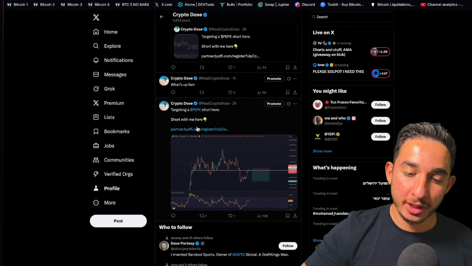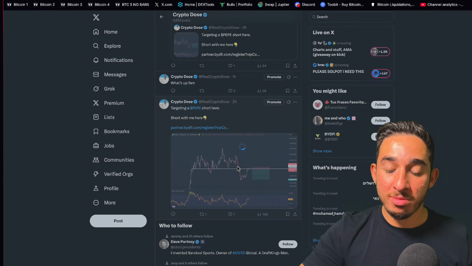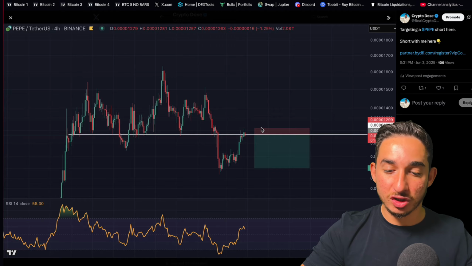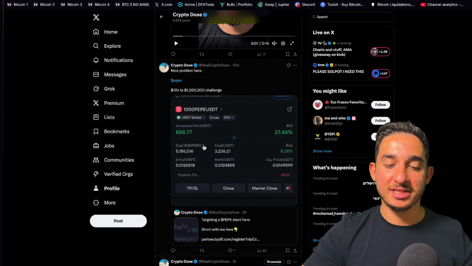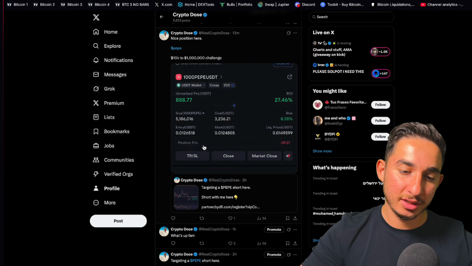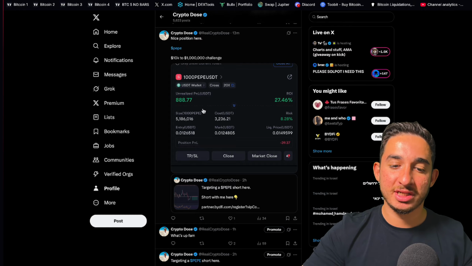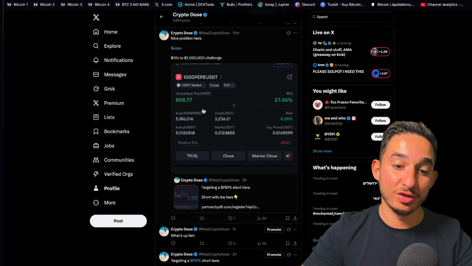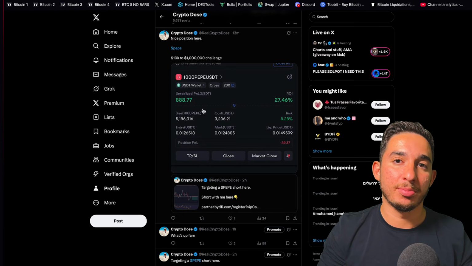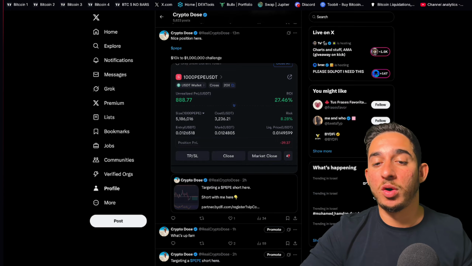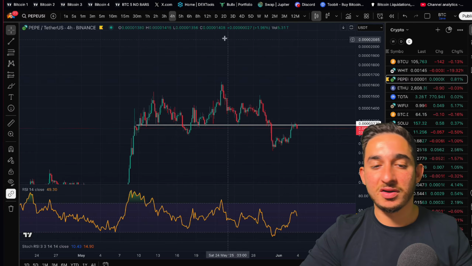targeting a paper short here, short with me here, boom. And you guys can see I did the stop loss and I did the take profit right here. Everything is pretty much said and done. And you guys can see a few minutes later, or 2 hours later, I was up about 30%. And of course, this is with a 20x leverage. If this was a regular 1-to-1, I would only be up like $2. So obviously that's not really ideal.